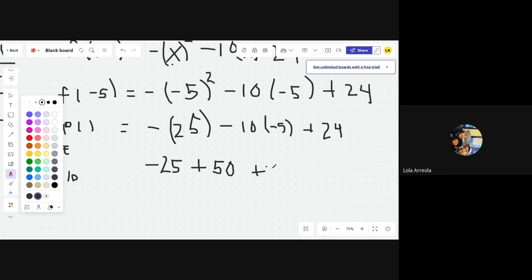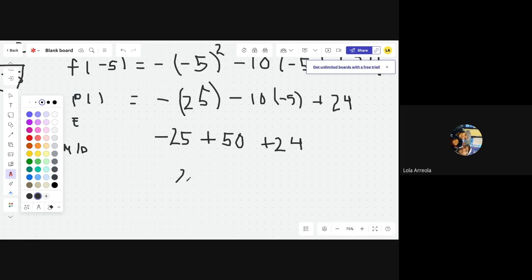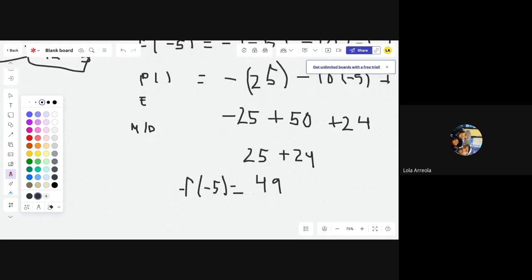And I still have plus 24. So I have negative 25 plus 50 is 25. Then plus 24 is 49. This equals 49. So f of negative 5 is equal to 49. Okay, so why did I do all that for?